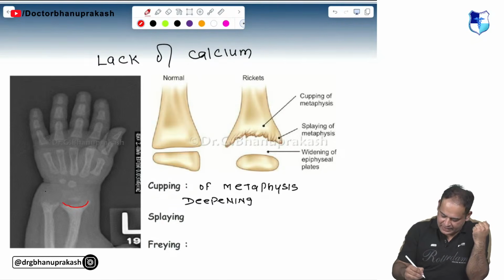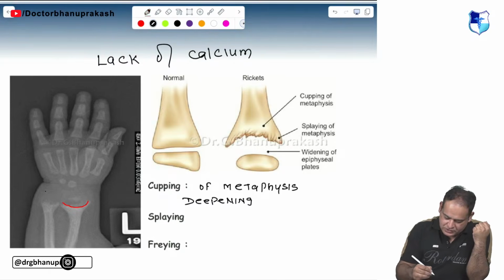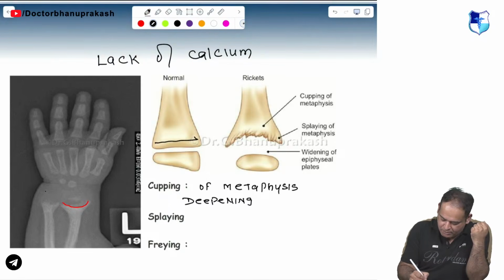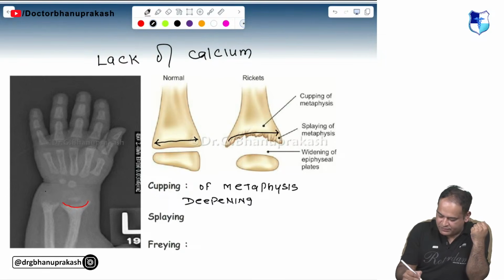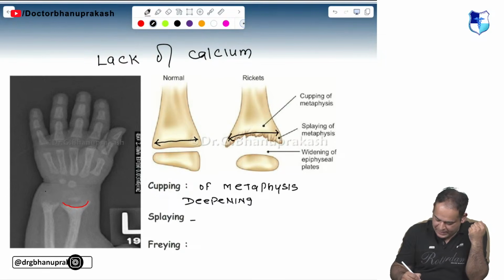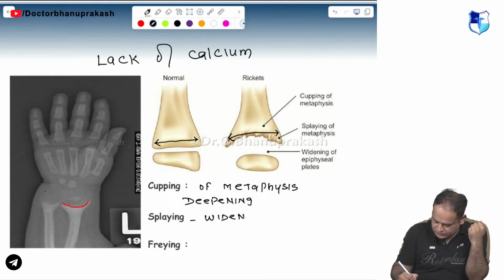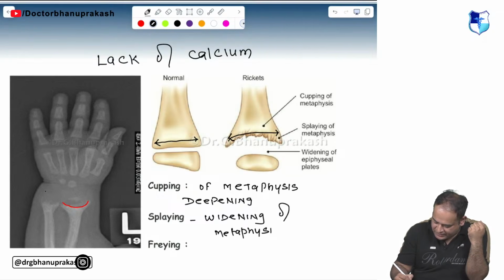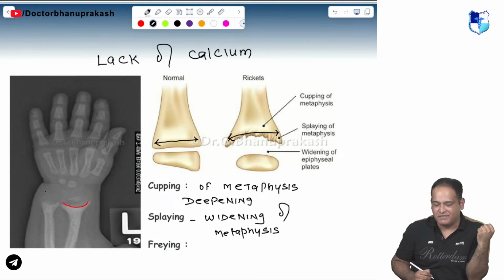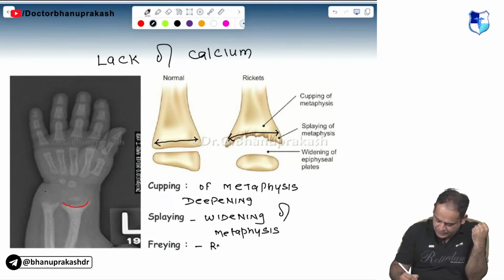Fine. Then what is splaying? Do you see here? This is the normal width of metaphysis. But here, because the bone is weak, splaying means widening of metaphysis. Widening of metaphysis. What is fraying?